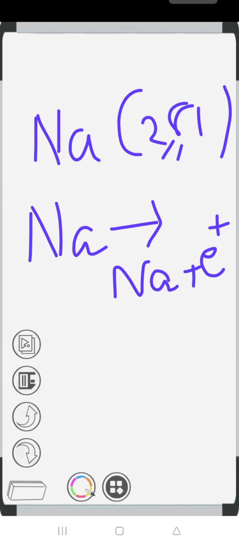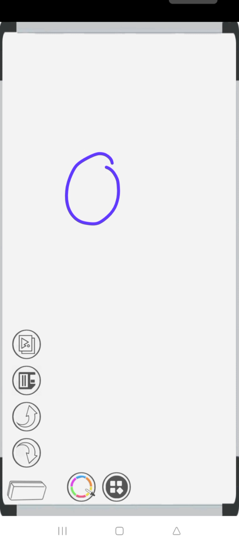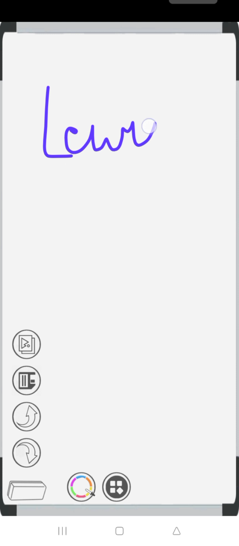Giving something, that means positively charged. Chlorine is accepting, that means chlorine is going to get that negative charge. So first step you will be writing the symbol. Second step, the electronic configuration. Then you will draw the Lewis dot structure. Lewis, just don't forget the spelling.